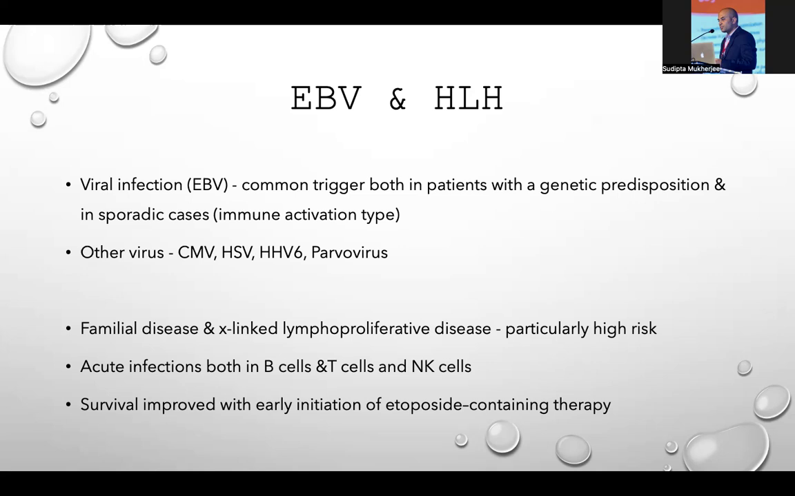Patients with familial disease or X-linked lymphoproliferative disorders are particularly at high risk. This can happen during acute infection, both in B cell or T cell and NK cell subsets of patients, and survival improves with early initiation of etoposide-containing therapy.